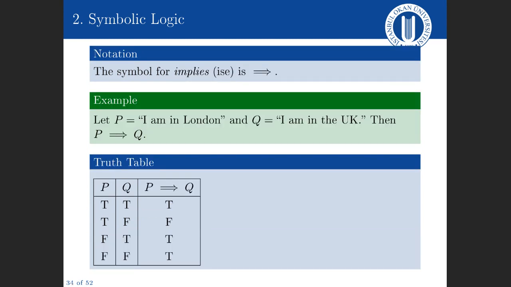The symbol for implies is this rightwards double arrow. For example, if P is the proposition I'm in London and Q is the proposition I'm in the UK, then P implies Q. If P is true, then Q must also be true. Let's look at the truth table. First row, people are usually happy with. P and Q are both true. Does P imply Q? Yes, that's true.